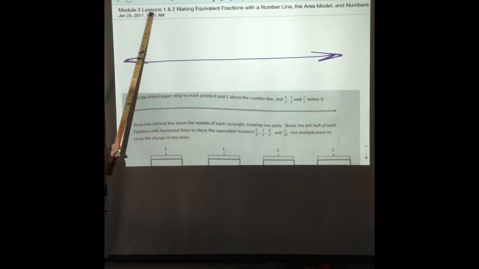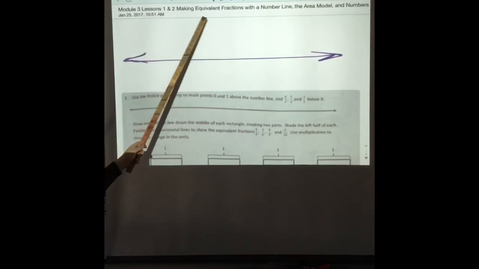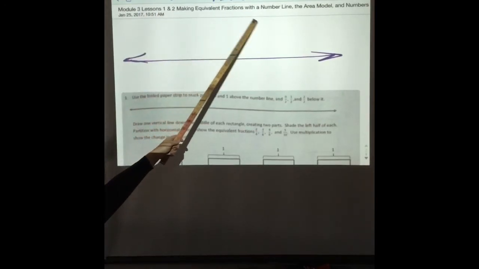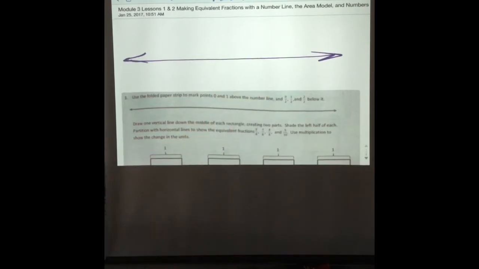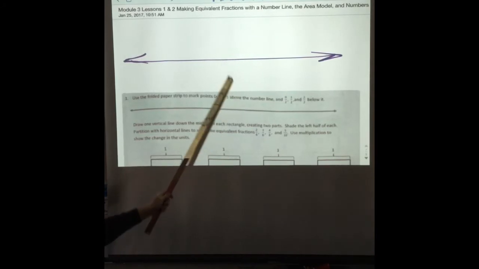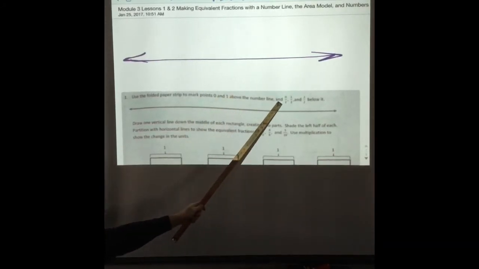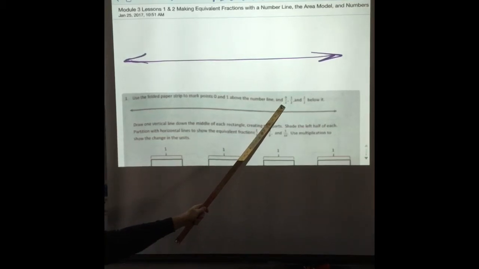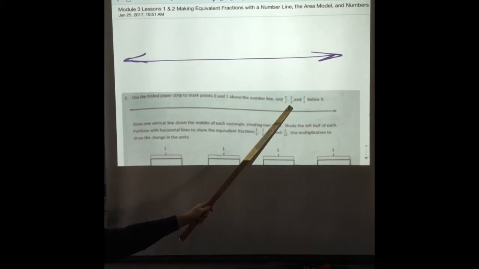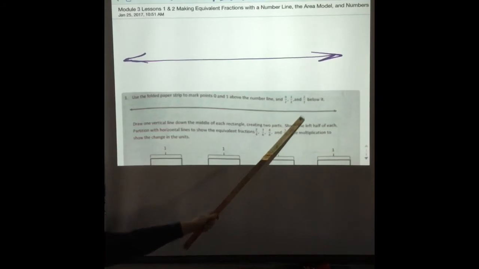Module 3, lessons 1 and 2, making equivalent fractions with a number line, area model, and numbers. What do I mean by that? Well, hopefully you'll find out. If you notice, it says mark points 0 and 1 above on the number line. I drew my own number line. And we're going to put 0 over 2, 1 over 2, and 2 over 2.